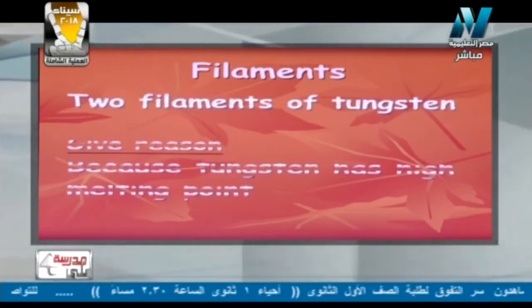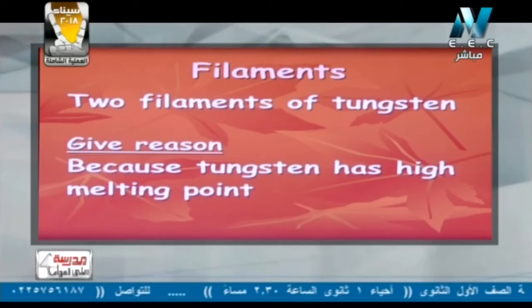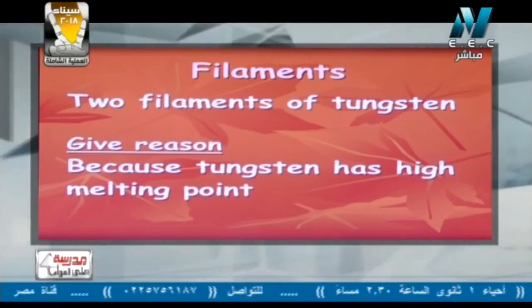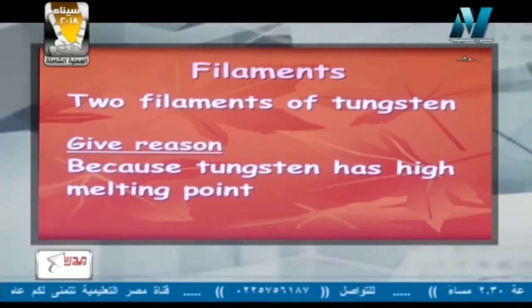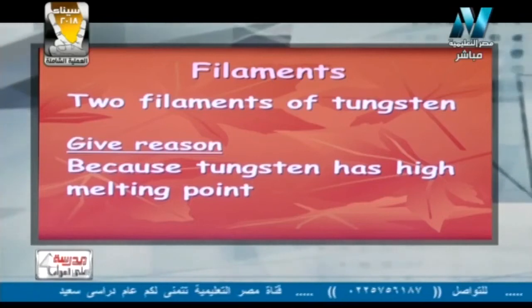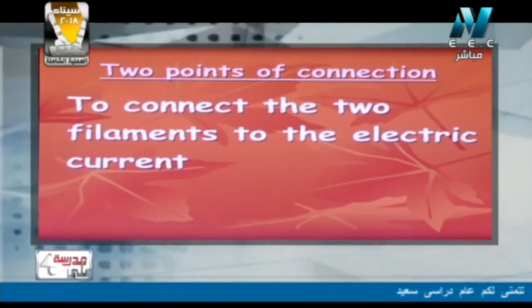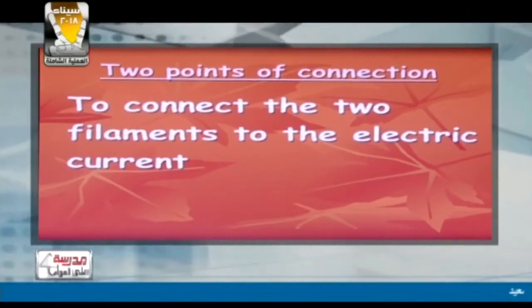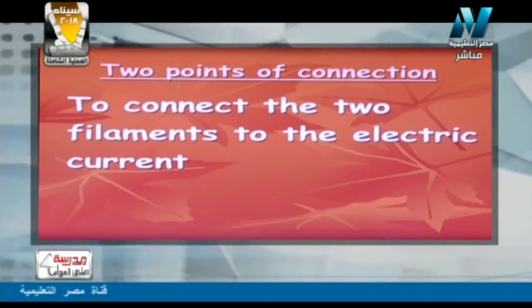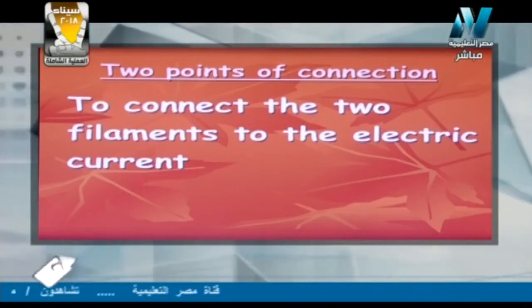So what about the filaments? Will we make them from the same material as in the light bulb? Sure. The two filaments are of tungsten. Why? Give a reason. Because, as I said before, tungsten has a high melting point. So what about the two points of connection? They are found to connect the two filaments to the electric current.